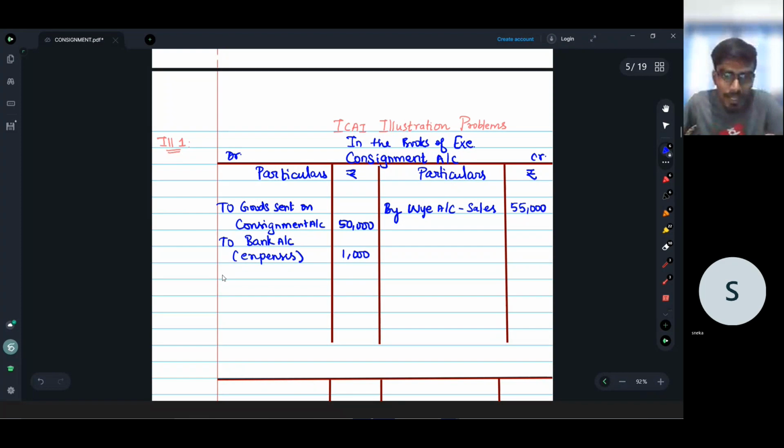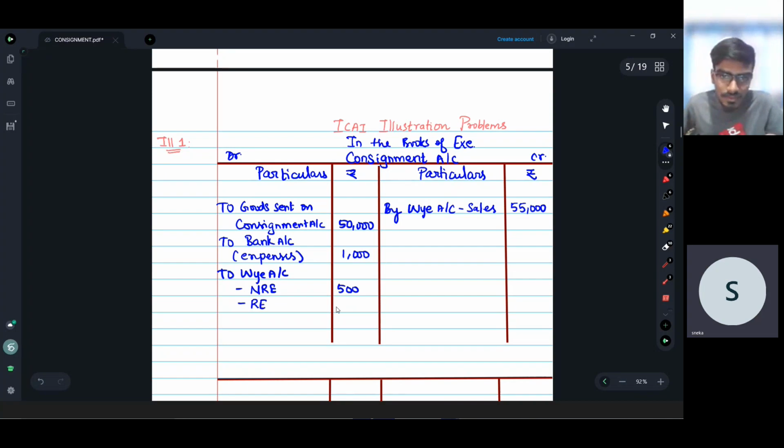Then there is a bad debt. It is also W's account. Non-recurring expenses, how much is it? Freight and cartage is 2,000. Recurring expenses 800. Then there is a bad debt also. How much is the bad debt?